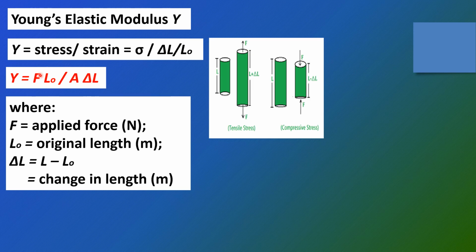The meaning of each quantity in this formula is defined here. Capital F represents the applied force, which in the SI system is normally expressed in Newton, while L naught, the initial or original length of the rod, is expressed in meter. Change in length delta L, which is just the difference between the final length and the original length, is also expressed in meter.